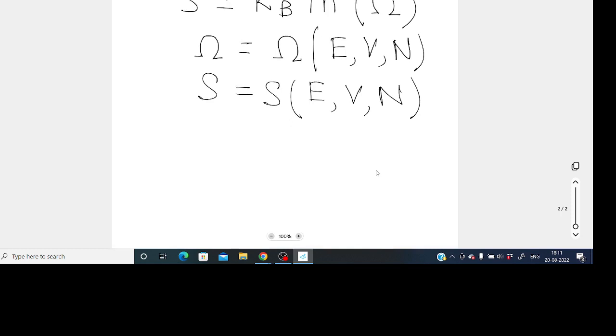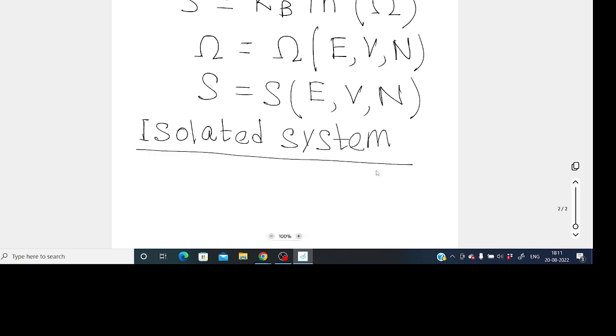Now let's consider an isolated system. It means energy of the system is constant, volume of the system is constant, and number of particles is also constant. So there are three conserved quantities in an isolated system. These are energy, volume and number of particles.